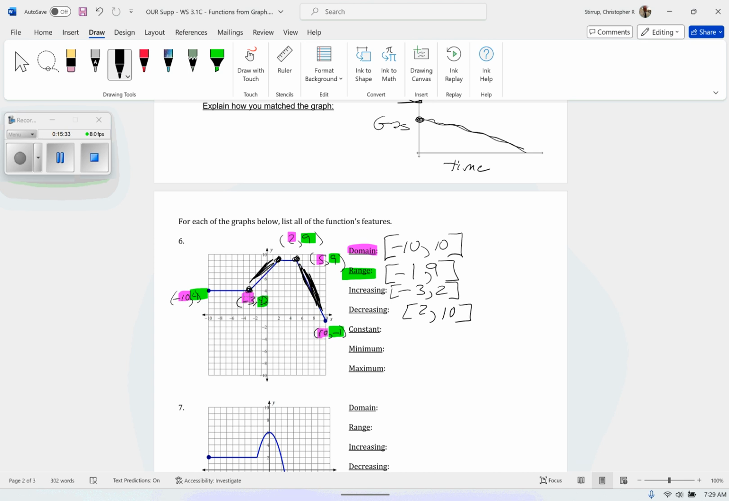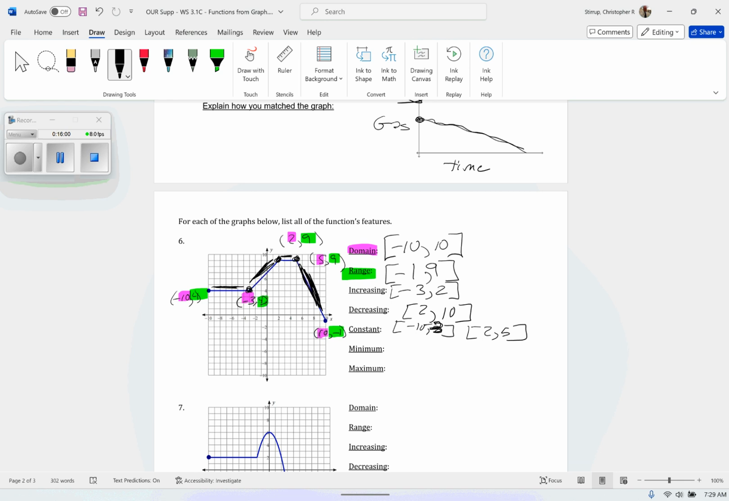Where is it constant? That's constant in 2 spots. That's where it's a horizontal line. So it's constant from -10 to 2. And it's also, excuse me, -10 to -3. I'm sorry about that. I was looking at the other point. And then it's also constant from 2 to 5.